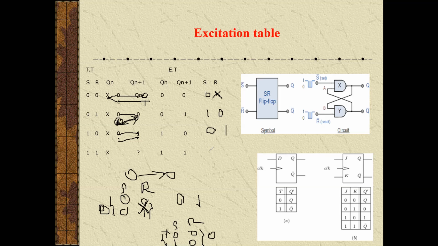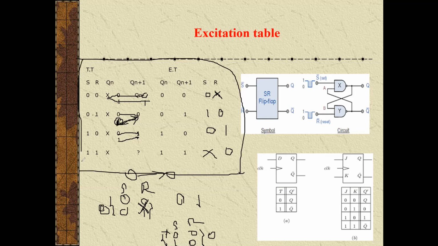So how can we write it? We can write it like this: S is undetermined and R should compulsorily be 0. So this is the excitation table for the SR flip-flop.